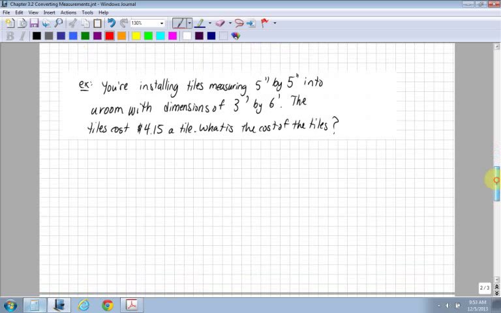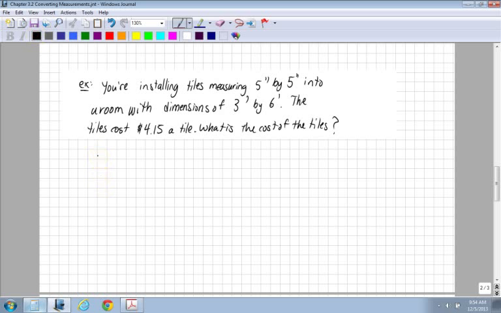All right, last question I'm going to go through. So you're installing tiles that measure 5 inches by 5 inches into a room with dimensions of 3 feet by 6 feet. So you want to have each thing in the same form of measurement, and then it says the tiles cost $4.15 a tile, and what's the cost? First of all, we need to figure out how many tiles it takes to fill up this room.